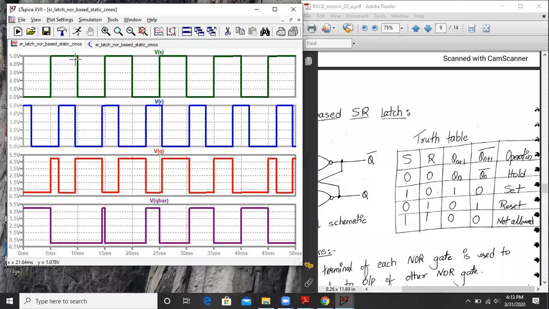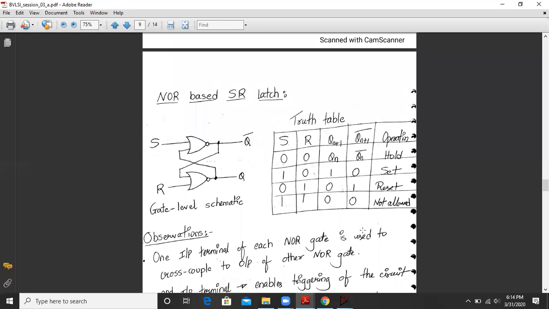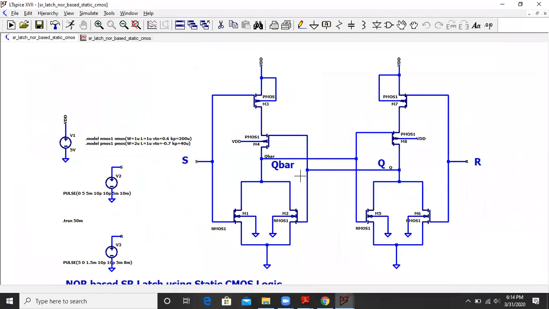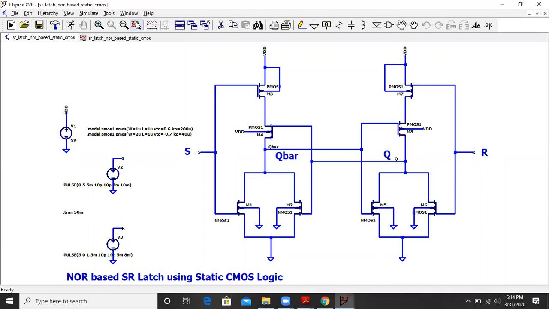Now let us check the third condition. When S is 1 and R is 0, let us check the state of Q. Q is 1 and Q bar is coming out to be 0. Yes, indeed, Q is 1 and Q bar is 0. Let us check the last condition. When S is logic 1 and R is 1, what is my output state? My output state is forcibly Q and Q bar both 0. So we have validated the results of a NOR based SR latch. This circuit is indeed working as a NOR based SR latch.